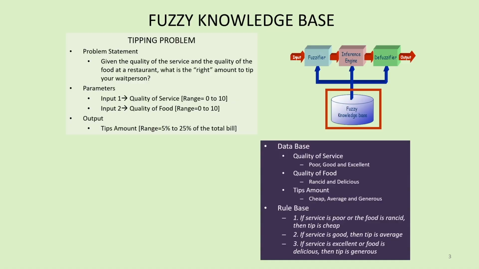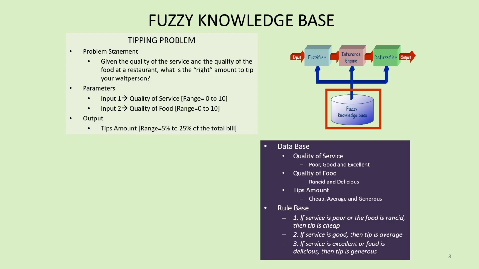So what are the components of the fuzzy knowledge base? The fuzzy knowledge base consists of two components: one is rule base, another one is database. Database consists of linguistic variables as well as membership functions, whereas the rule base consists of fuzzy if-then rule statements, right. So let us revisit this example, the tipping problem.